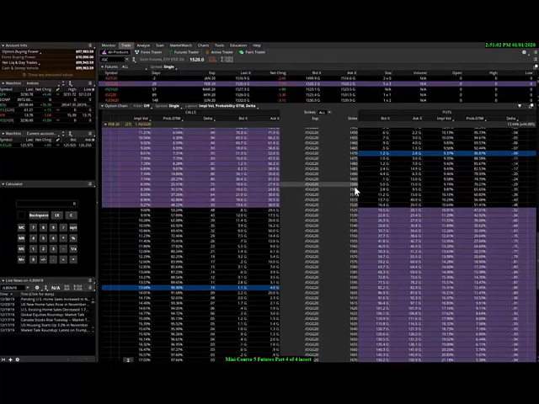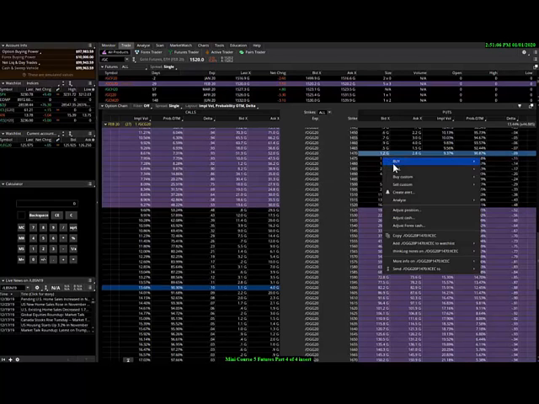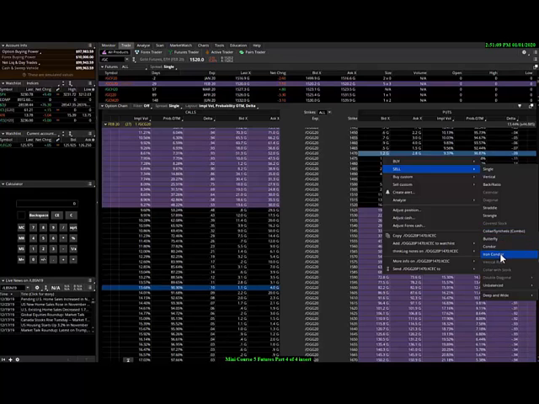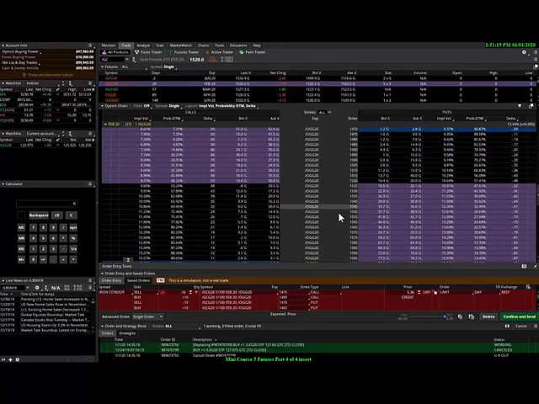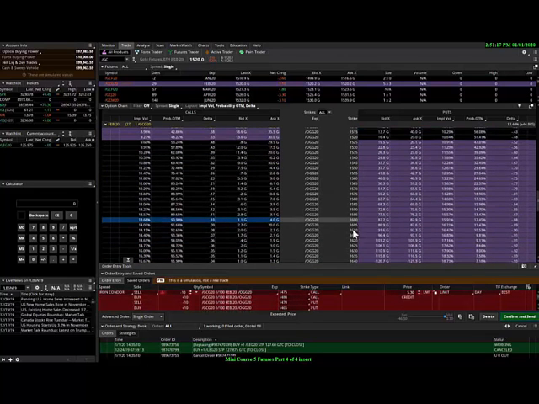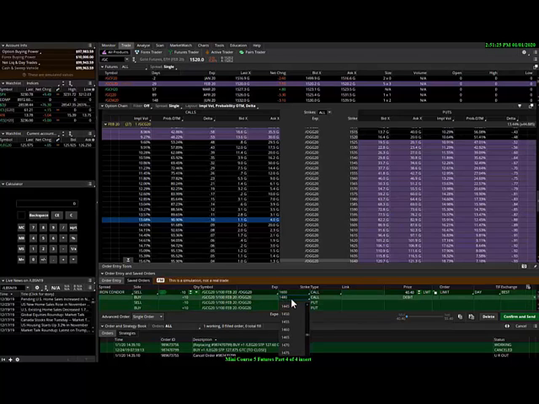Now, another way to do this would be to sell an iron condor. And in this case, we have 1470, 1465. It knows what I want there. I'm going to have to adjust here to 1600. And 1605.